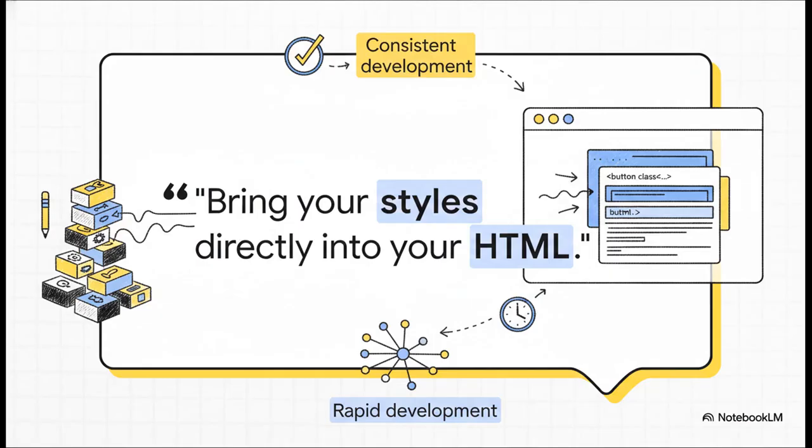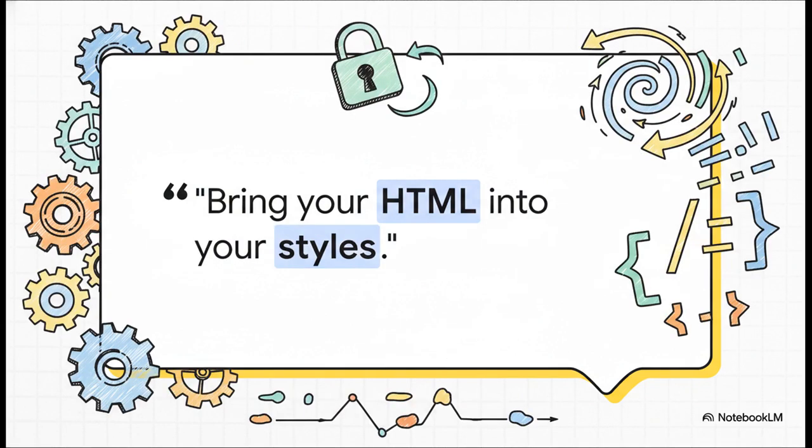The first philosophy is called Utility First, and it's championed by Tailwind CSS. The big idea here is that you have a ton of small, single-purpose classes that you put together directly in your HTML. You basically never leave your markup file, which lets you build things incredibly fast and keeps your designs super consistent. Then you have the second philosophy, CSS and JS, which, well, it flips that completely on its head.